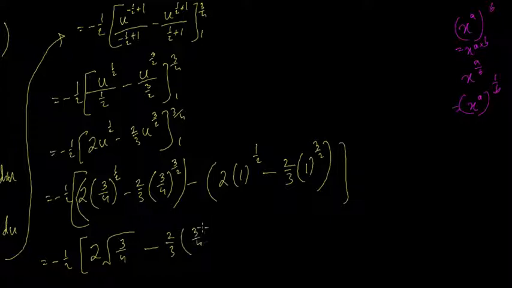3 by 4 whole cube, and the half power is going to be square root, minus, if you remove the bracket, 1 to the power half is 1, so this would be minus 2, then minus minus plus, 1 to the power 3 by 2 is 1, this would be 2 by 3. So now we have to do some calculation.